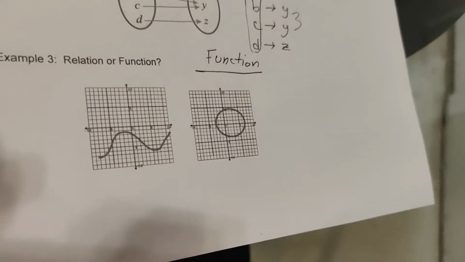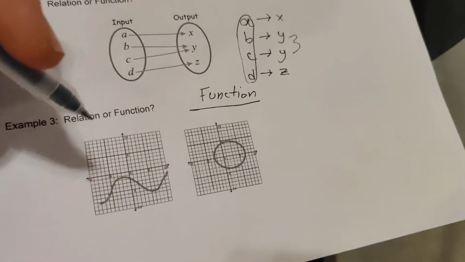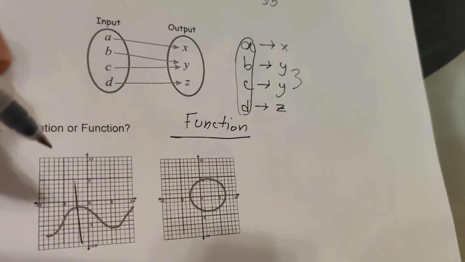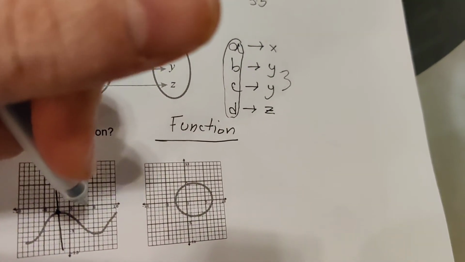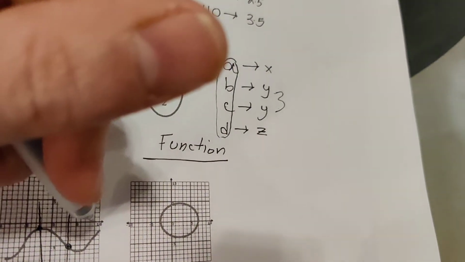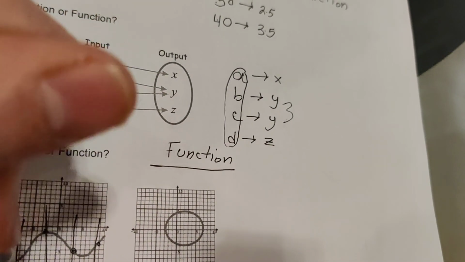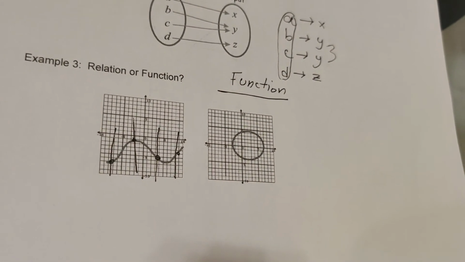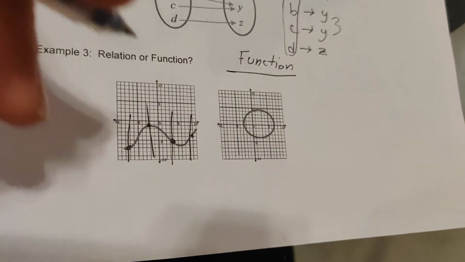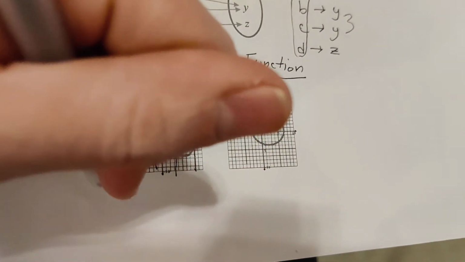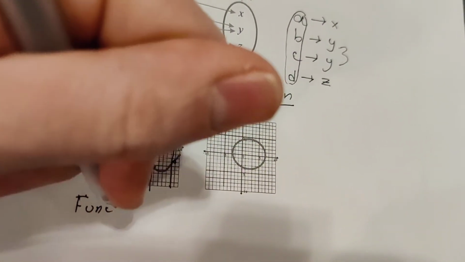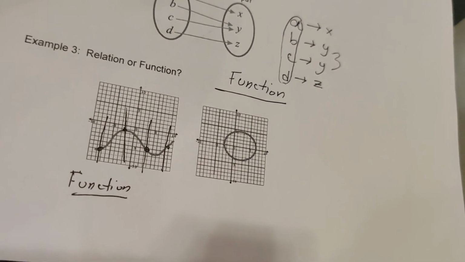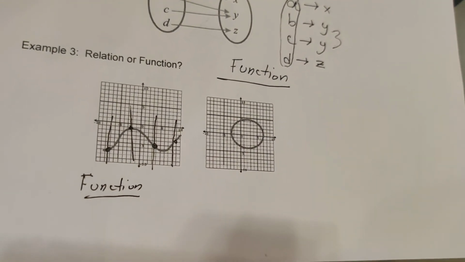On example 3, the first one, I'm going to draw a vertical line in a random spot. How about here? How many times does that vertical line hit the graph? Once. I'm going to draw it again. Once, once, once. We can keep going, but clearly it's going to hit once and only once everywhere. So, is this a relation or a function? It is a function. Please hit pause and try the circle one on example 3 on your own.